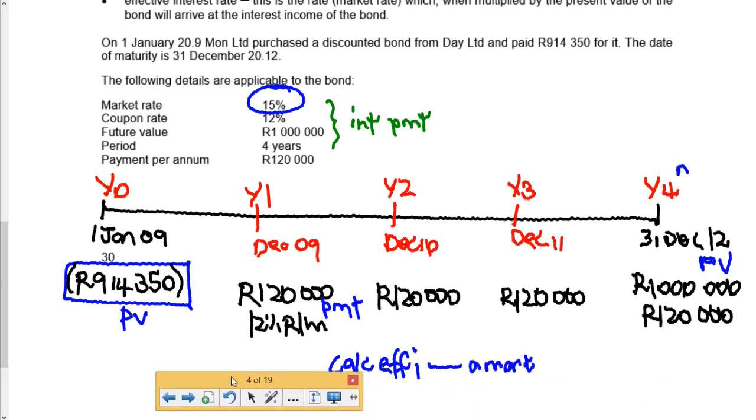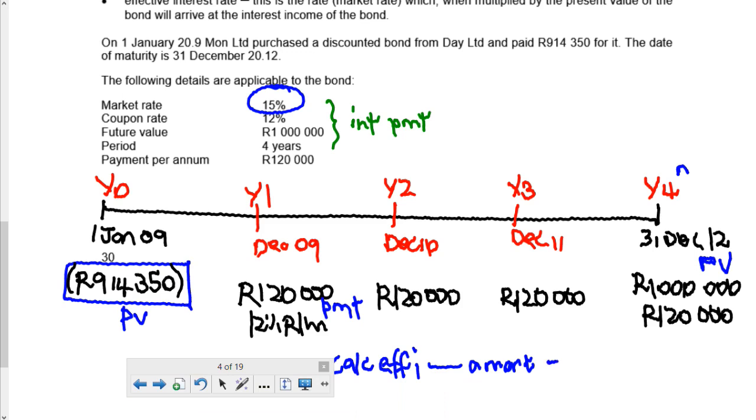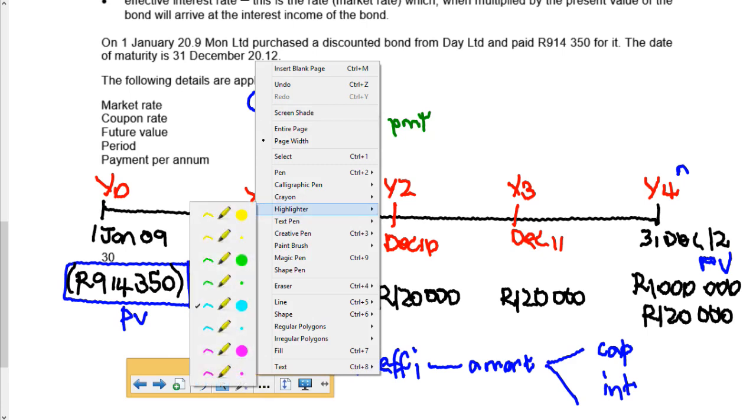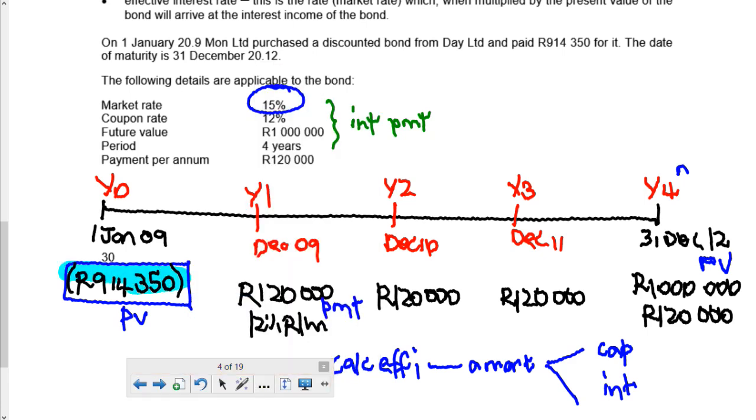When we amort, we will get, for every year, a mix between capital and interest. And look, our capital needs to grow from 914,350. I'm going to recognize an asset at this stage. Do you agree? I bought a bond. I'm going to say debit investment in a bond, 914,350. This needs to grow so that in 4 years' time, it's R1 million. Because that's what I'm going to collect in 4 years' time, isn't it?